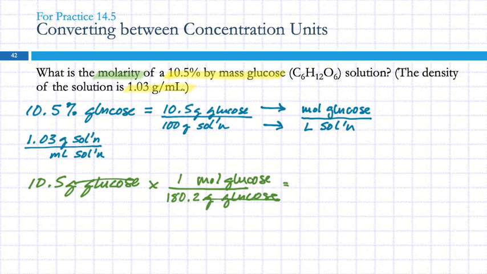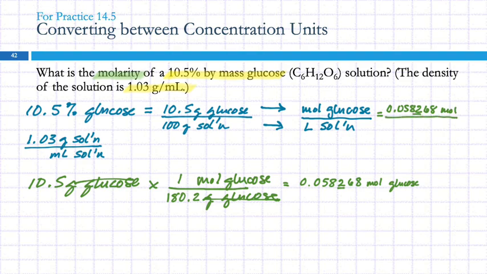So 10.5 divided by 180.2, 0.0582. My starting number there had 3 sig figs. So even if I'm being sloppy with my sig figs, 3 would be a good number to keep. And that's going to be moles of glucose. So that's the top part here. 0.058268 moles.